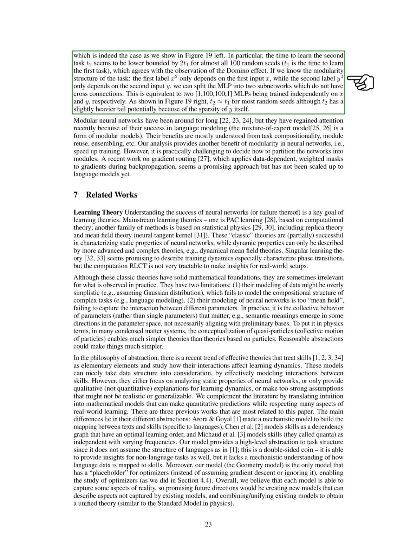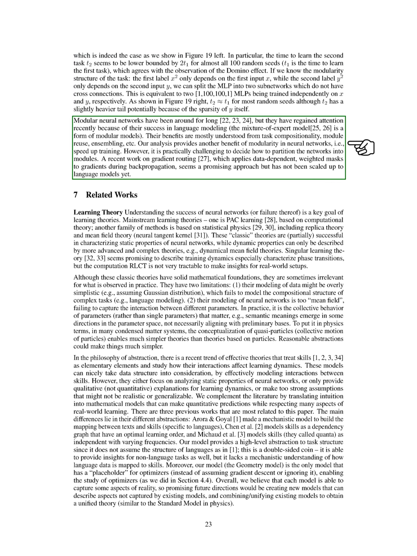Notably, the time to learn the second task appears to be at least double that of the first task, aligning with the domino effect. When we understand the modular structure of the tasks, we can separate the MLP into two subnetworks without cross-connections, effectively training them independently. Our results show that the learning time for the second task is similar to that of the first, although it may have a slightly longer tail due to the sparsity of the input.